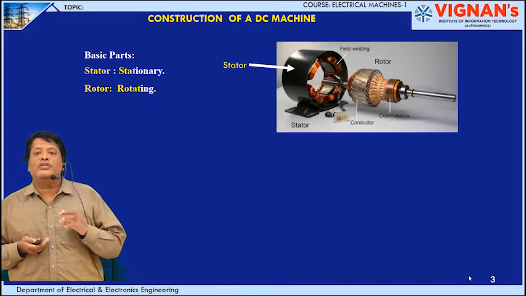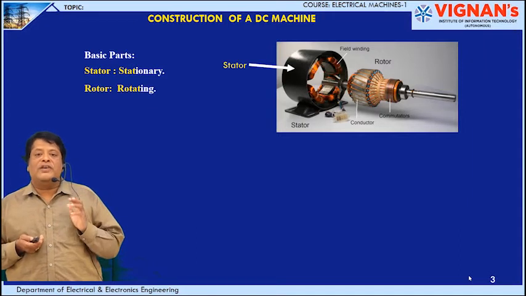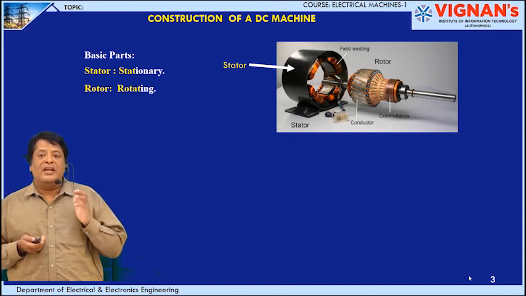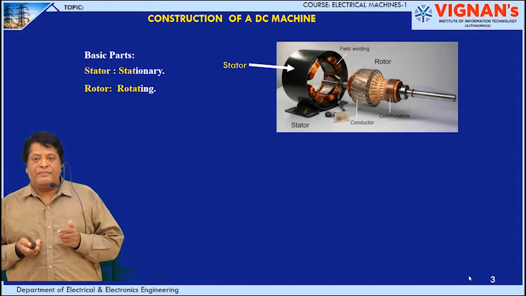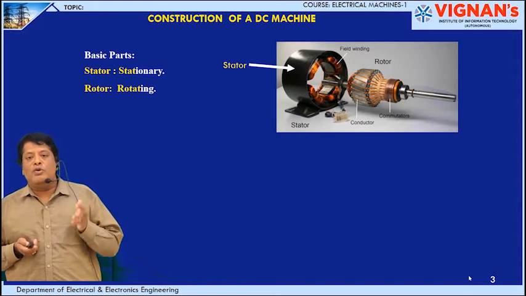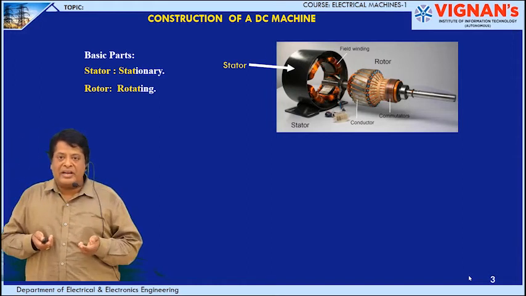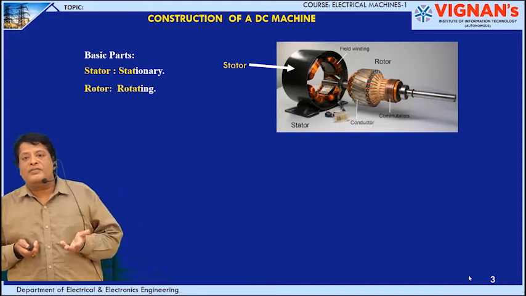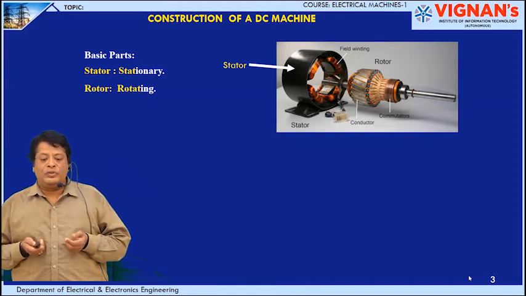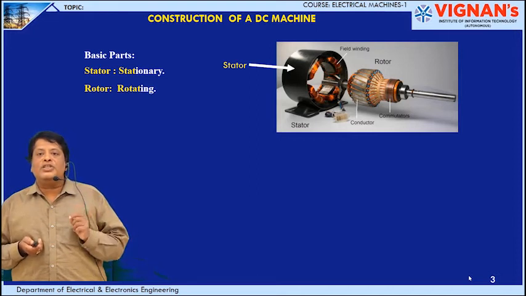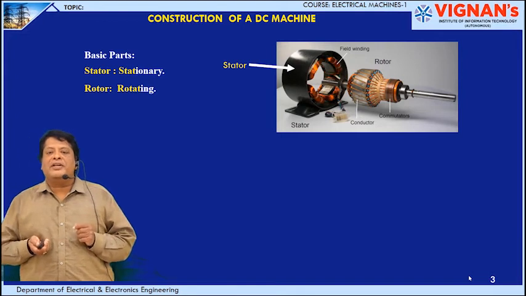Whenever the rotor is rotating, a rate of change of flux linkage will be created in the conductor. This is the main basic thing. Otherwise, no voltage will be induced in the conductor, and there is no operation of the DC machine. Now come to the point. The part which is stationary is the stator. The part which is rotating is the rotor.